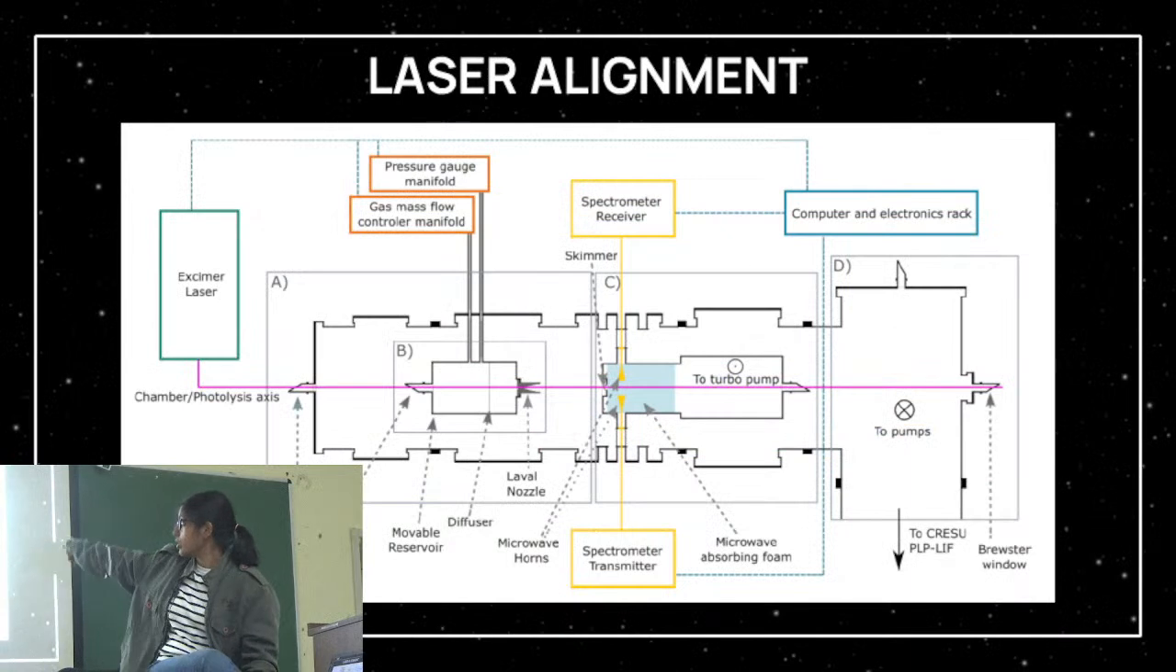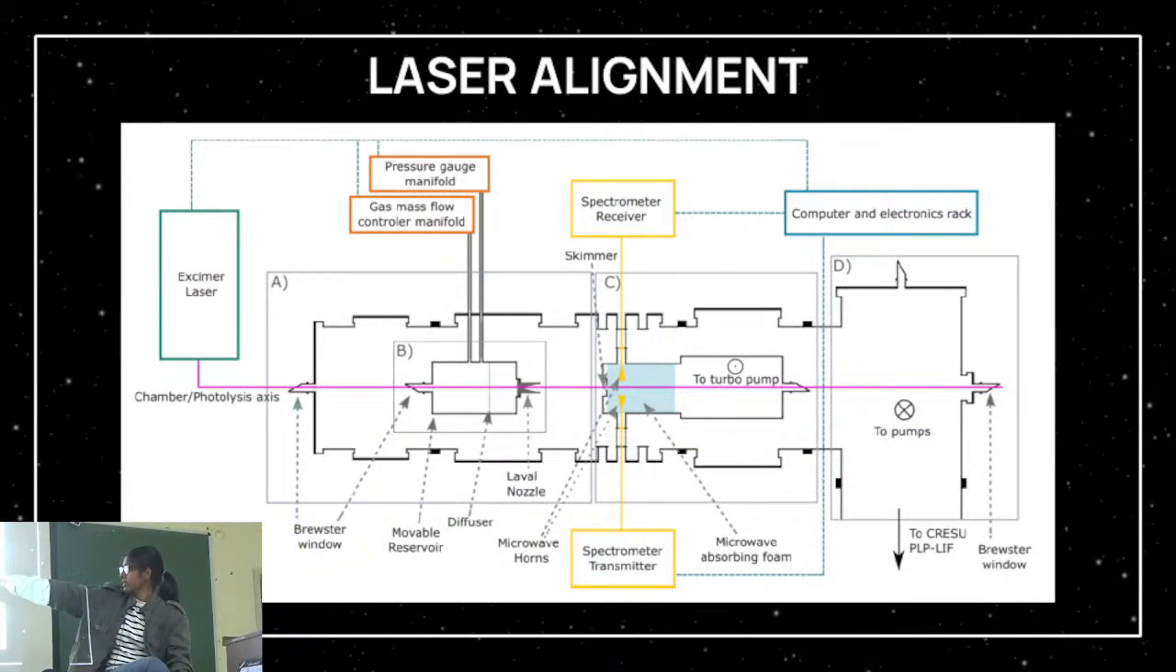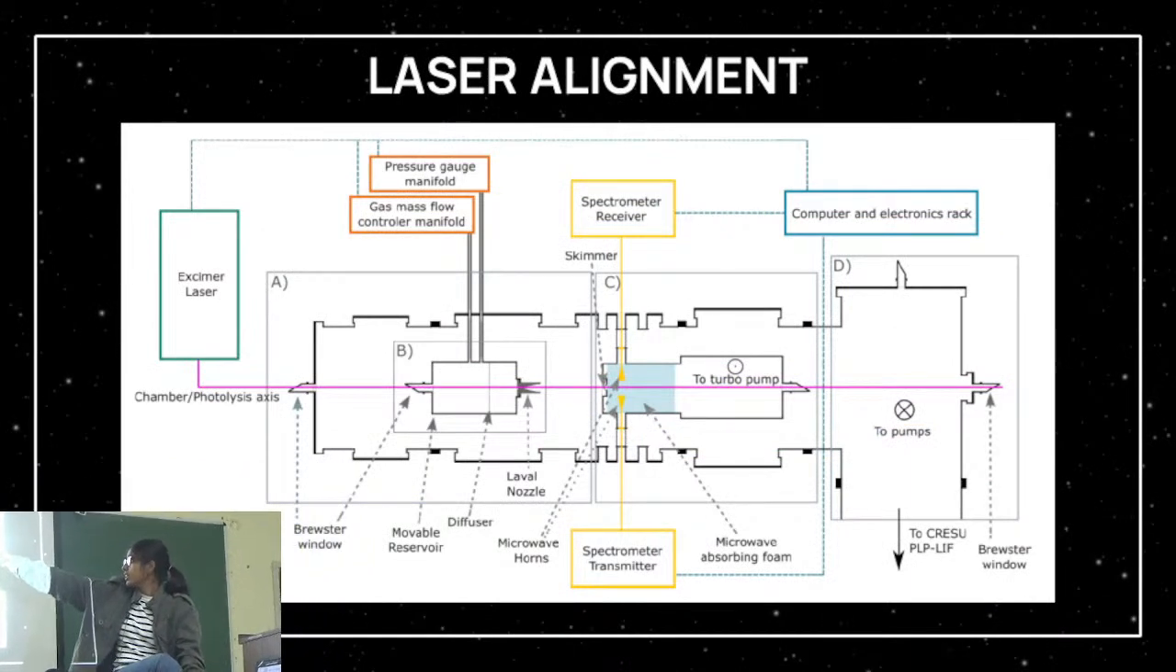So finally, this is the laser. So you see the whole setup: there's a reservoir, there's a Laval nozzle, the gas expands through that, and then the turbo pump into the skimmer chamber, there's a skimmer in between, and through the entire path is an excimer laser, which is going to fire and create your radicals immediately.